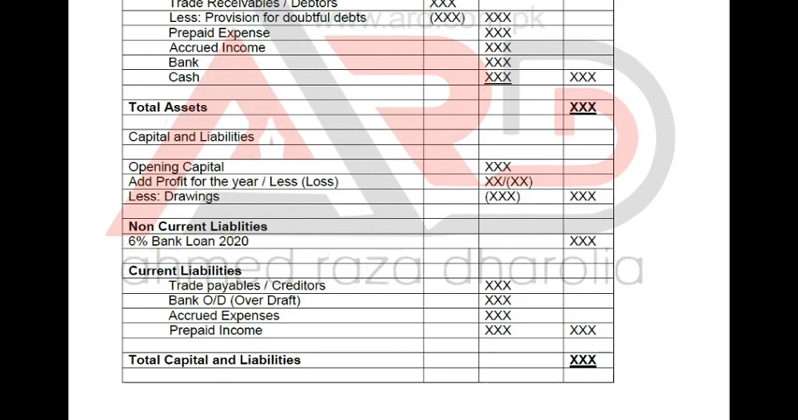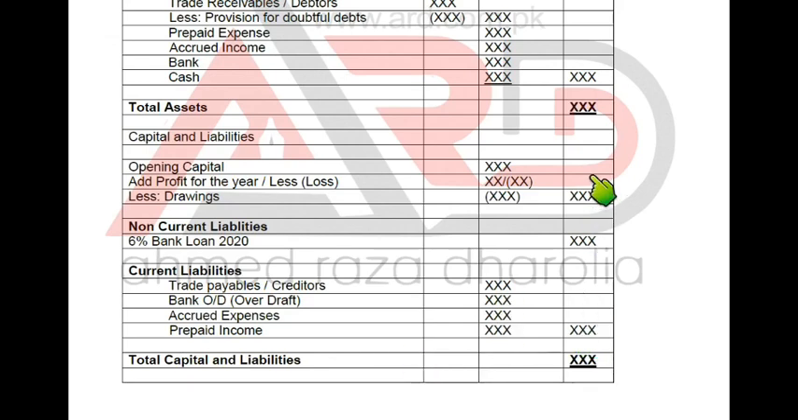The 6% is the name and the year needs to be mentioned. If we skip this 6% and 2020, we'll lose 1 mark. Then in current liabilities, there are trade payables, which are creditors, and bank overdraft. If the bank is in minus, it is an overdraft. Then accrued expenses, which means we have incurred the expense but we are yet to pay it. Then lastly, there is prepaid income, meaning we have received the income but we have not earned it yet, so this is a liability for us.